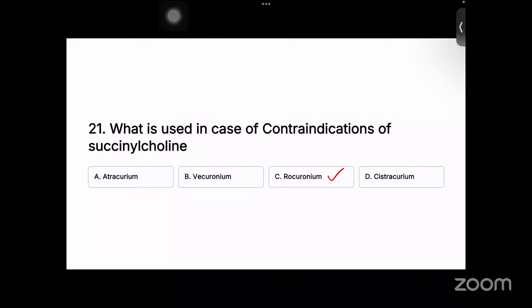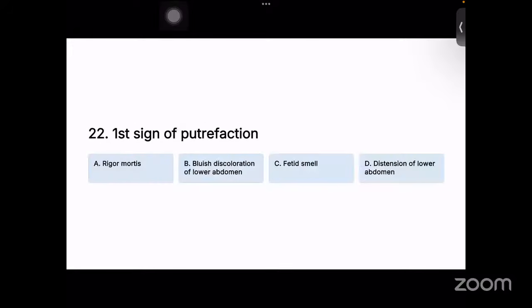But in the rocuronium, it is very fast. Out of the options which I got from here, I prefer the rocuronium. Okay. So next, first sign of putrefaction.